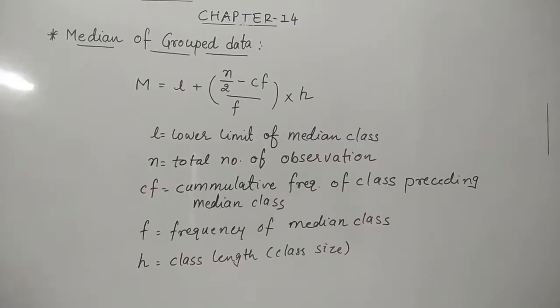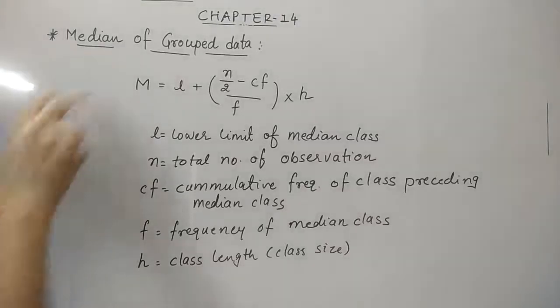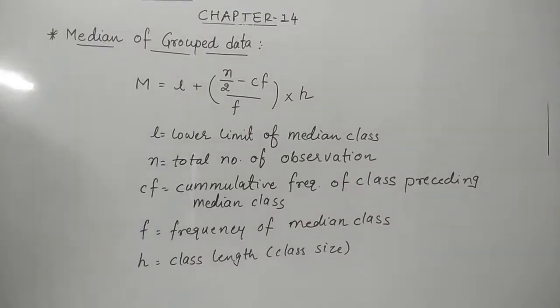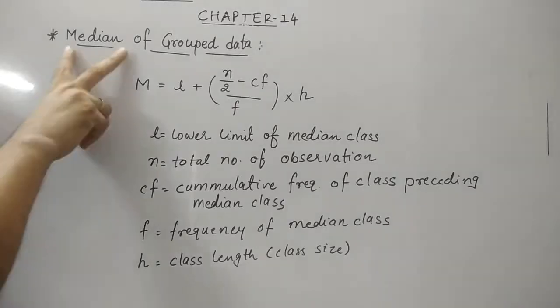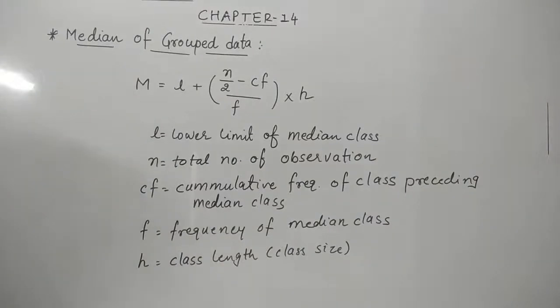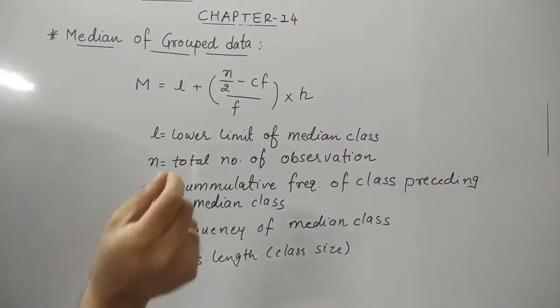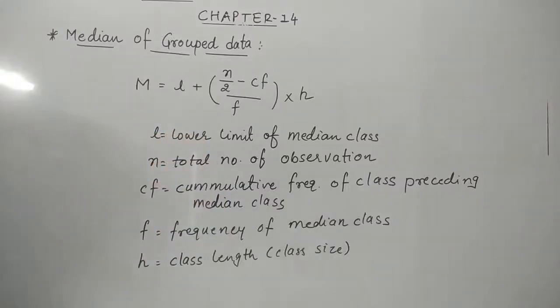Friends, let's start with the new part, that is the last part of this chapter. It's median. It is another part of measure of central tendency. We discussed what a median is last year, in 9th standard. If the ungrouped data is given, we have to arrange the data in ascending order, and the observation which comes in the middlemost, that is called the median of the data.